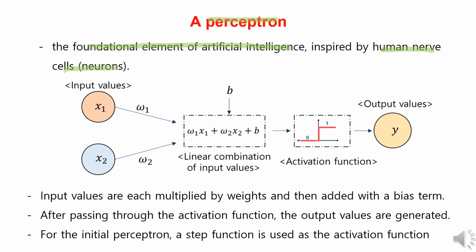The fundamental structure of a perceptron consists of input values, a linear combination of those inputs, an activation function, and an output value. Imagine you have two input values, x1 and x2. Each of these inputs is multiplied by its corresponding weight, weight 1 and weight 2, then a bias b is added. After that, the result passes through an activation function, and finally, a y value is output. In early perceptrons, the activation function used was a step function, which produced outputs of either 0 or 1.